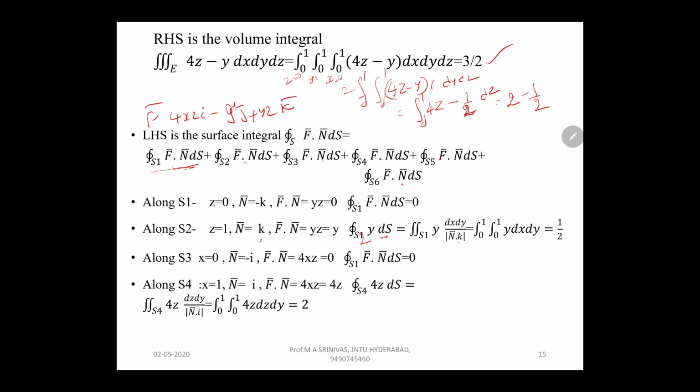K bar dot k bar is 1. Therefore, this is 1. Y dx dy. Limits are 0 to 1, 0 to 1. So if I integrate it, I'll get 1 by 2.